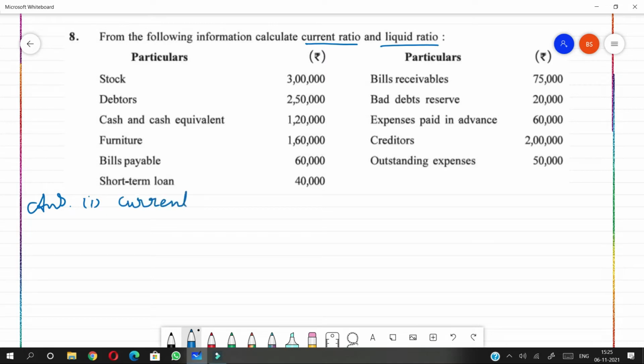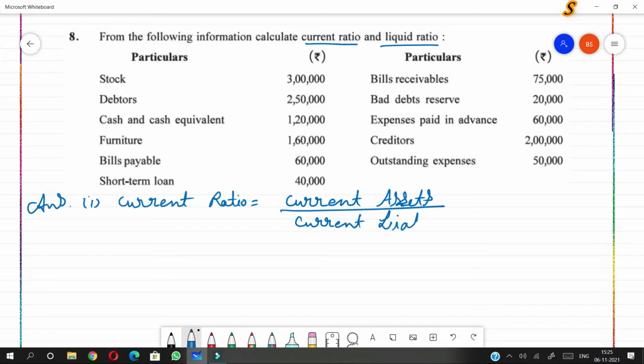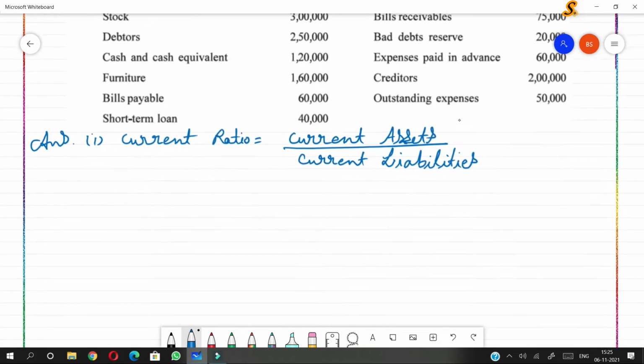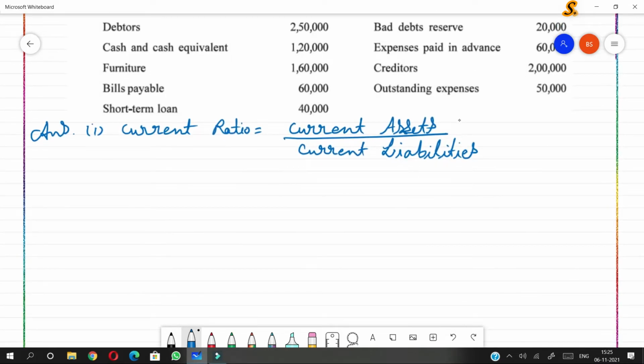So, the formula for current ratio equals current assets divide by current liabilities. Then we have to find out current assets as well as current liabilities. Current assets and current liabilities.